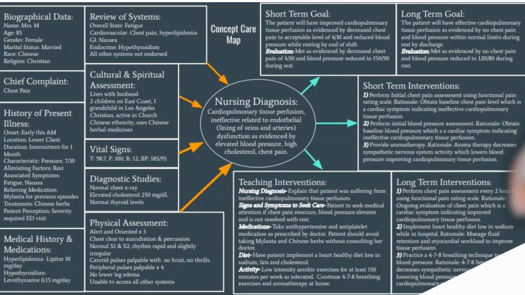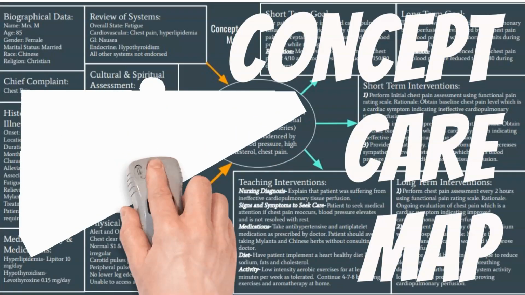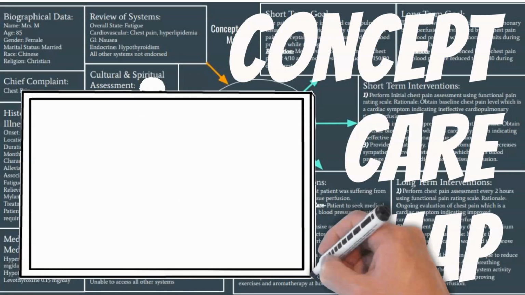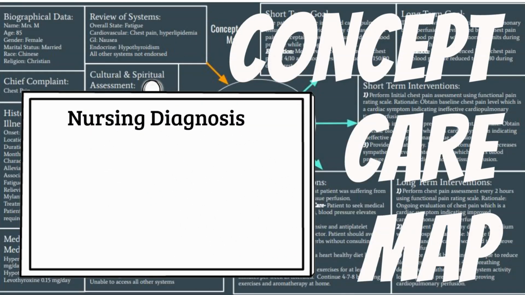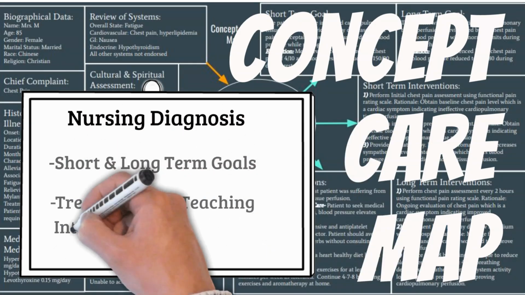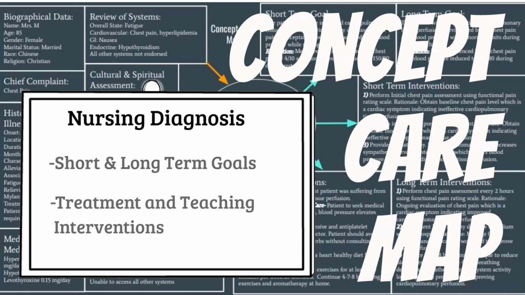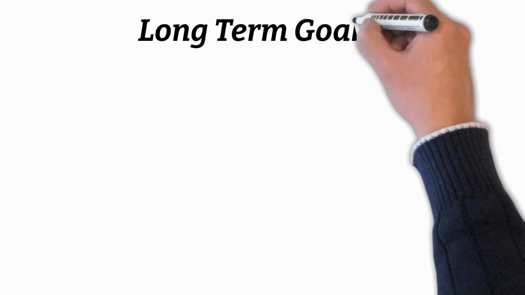Now, let us discuss what to do next. Here's our concept care map, which provides a roadmap for patient care. We will use this information to form a nursing diagnosis, from which we will come up with our short-term and long-term goals, along with correlated treatment interventions and teaching interventions. Now let's discuss one goal and one intervention we will be incorporating into our care plan for Mrs. M.